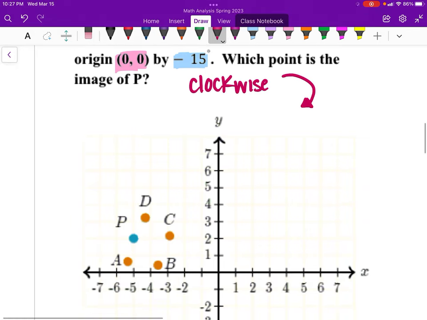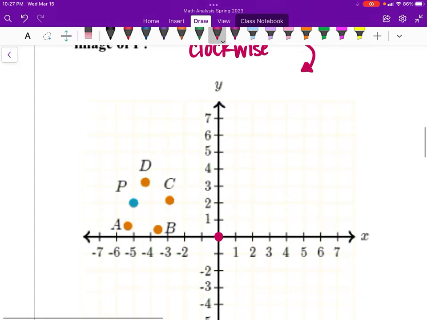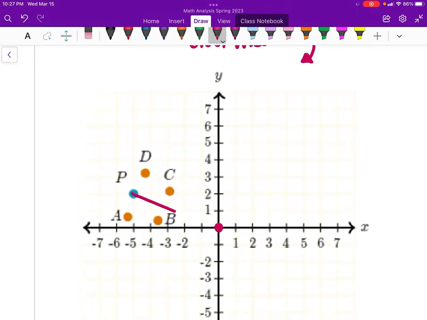So because they're telling us that our center is at 0, 0, I am going to be plotting a point at 0, 0. And I'm actually going to draw a line from P to the center, or from the center to P.